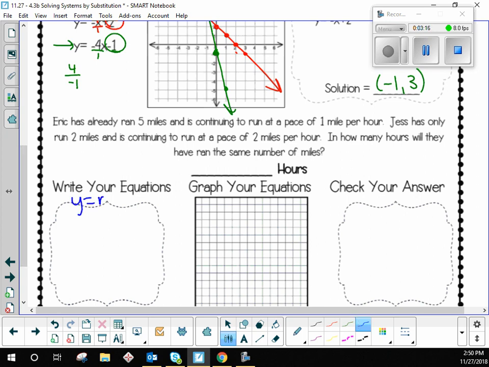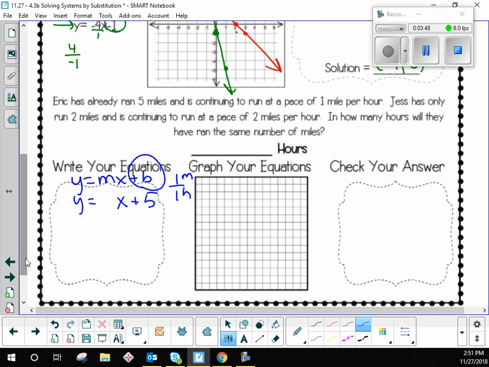Remember, we want y equals mx plus b form. And b is the y-intercept. This is the beginning point before we started tracking the data or the information. And it's 5, right? So he ran 5, and now we're talking about what comes next after that. So b is 5. And m is just the 1, right? Because it's 1 mile per hour. So the m is 1 over 1, 1 mile per hour.